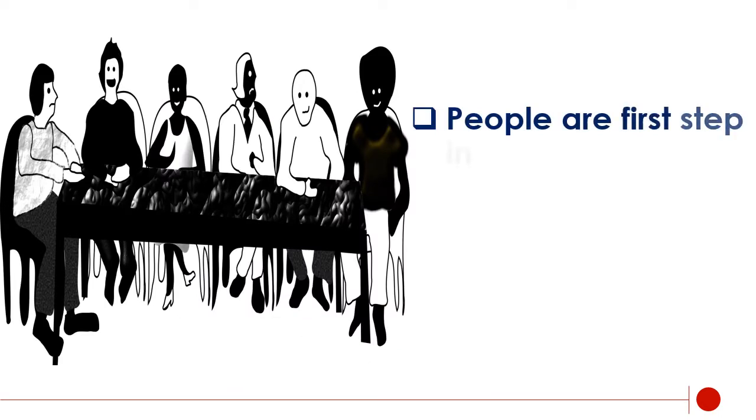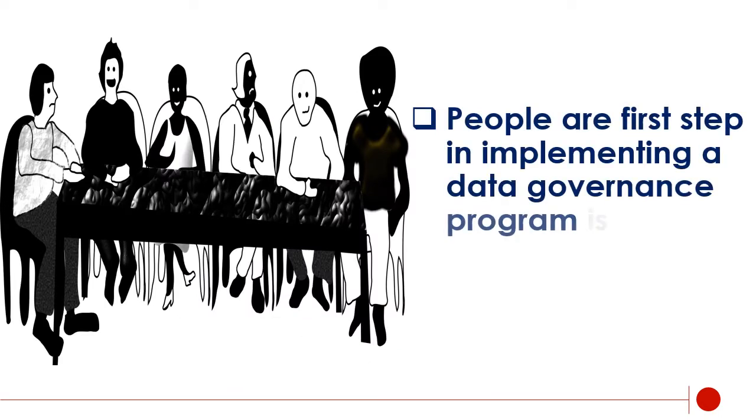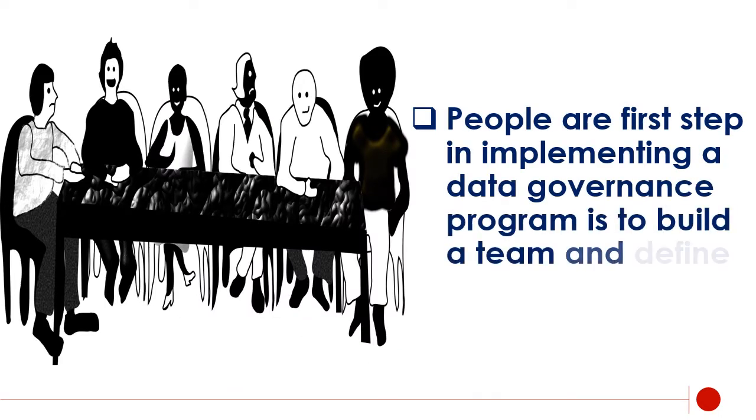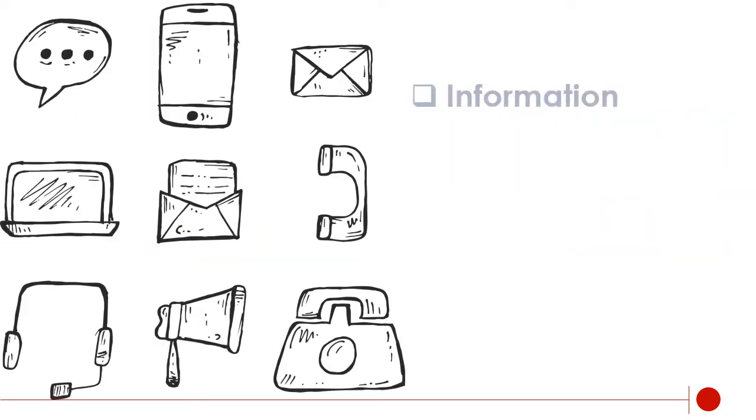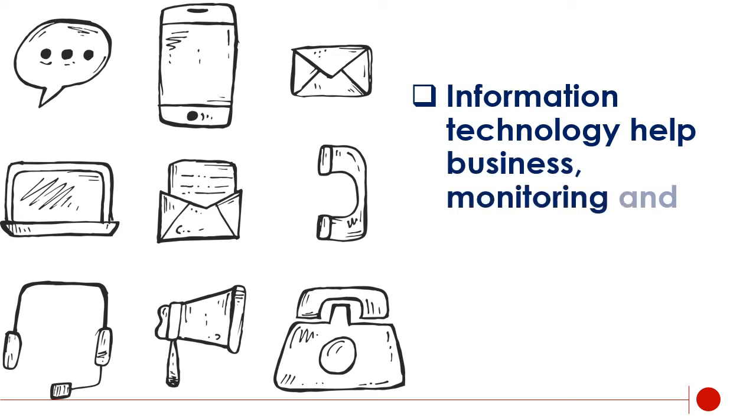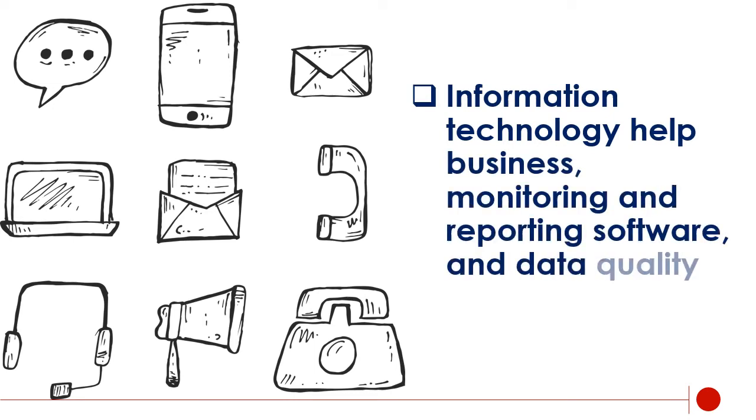People: the first step in implementing a data governance program is to build a team and define responsibilities. Processes must be developed. Information technology helps the business with monitoring and reporting software, and data quality solutions.